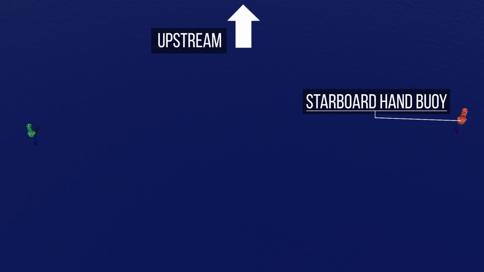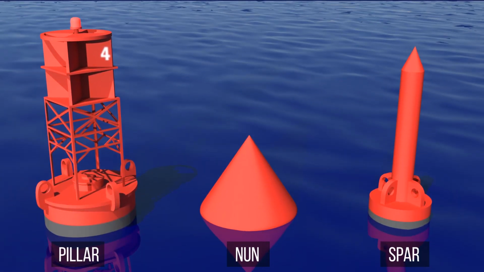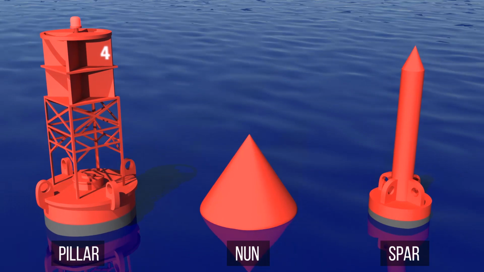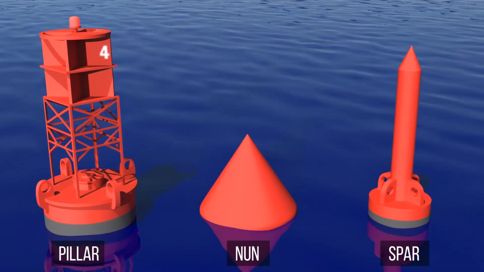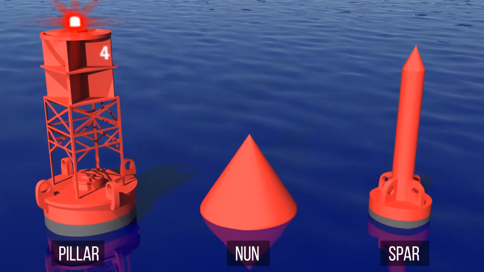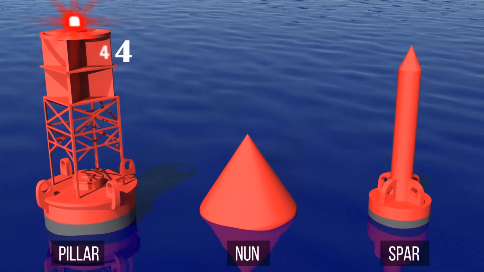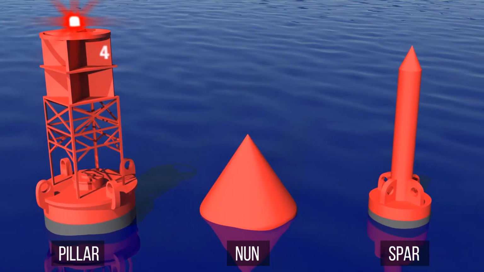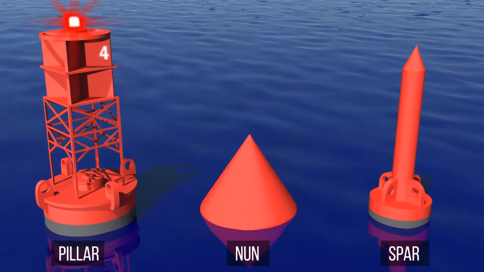The starboard hand buoy marks the right side of a channel when heading upstream. It's painted red, has a cone-shaped top, and can be found in three forms: pillar, nun, or spar. If there is a light, it is red. They are identified with even numbers. The starboard hand buoy can also indicate the location of hazards, such as rocks or shoals, which should be kept to starboard.